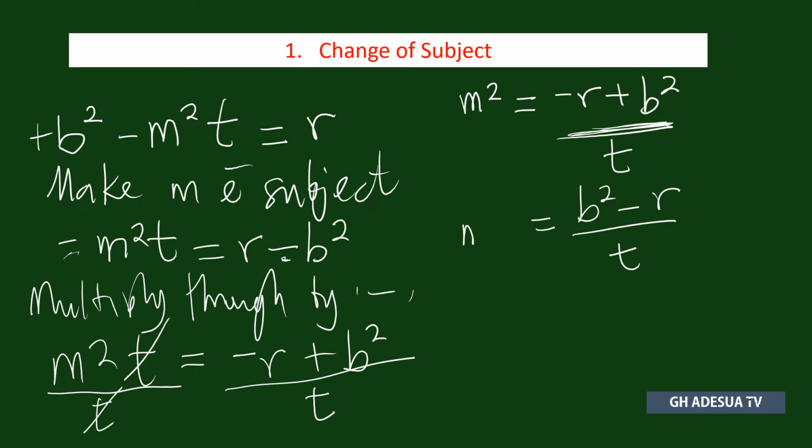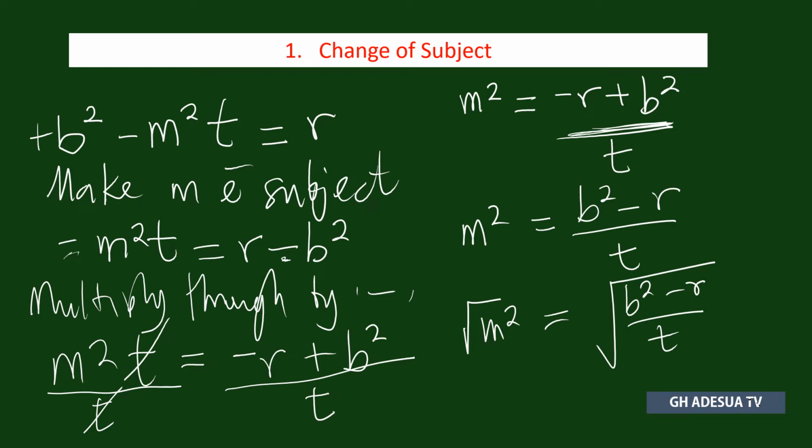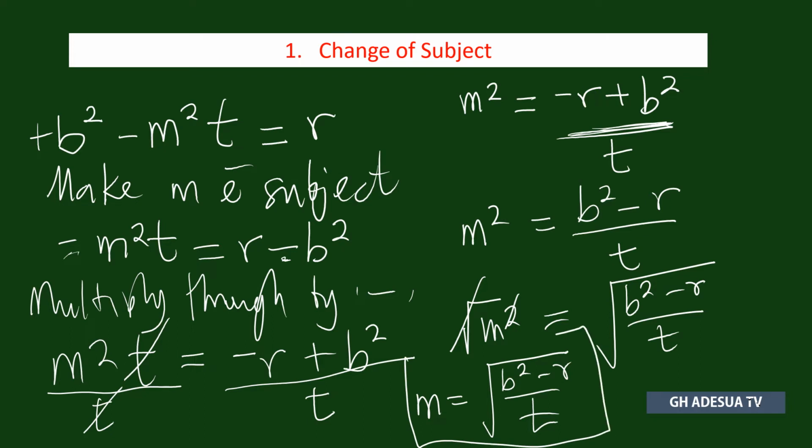So let's continue. We have m squared is equal to b squared minus r over t. But m squared is not what we are finding. We are finding m. So you take the square root of m squared, then the square root of the right hand side, that is b squared minus r over t. Now on the left hand side, the square root sign and the 2 will cancel out, leaving m alone to be equal to the square root of b squared minus r over t. This is the m made the subject. That's your final answer. Circle that in red for you.